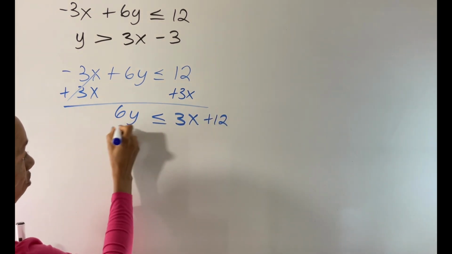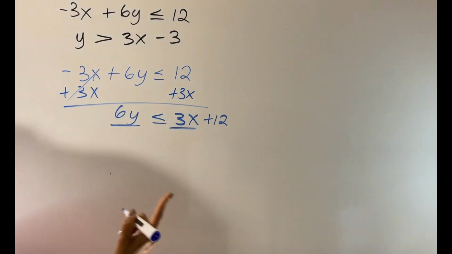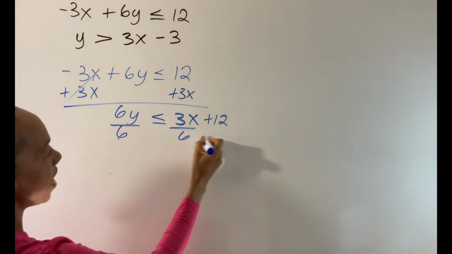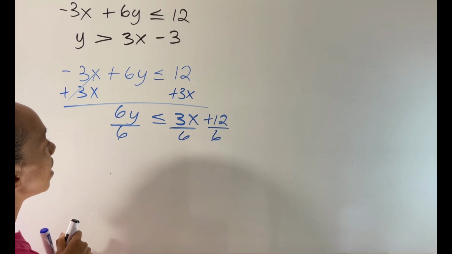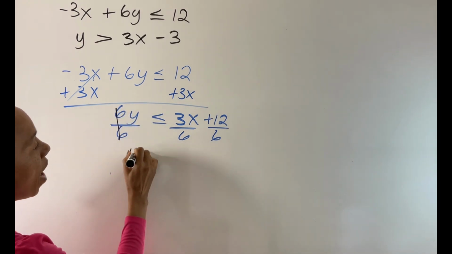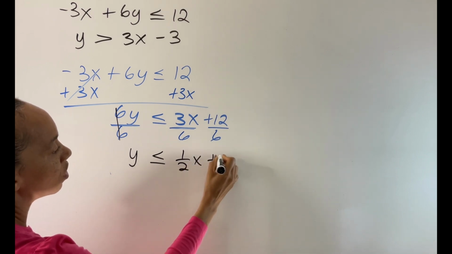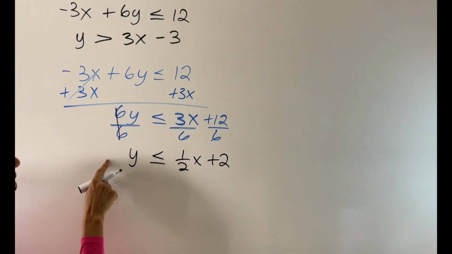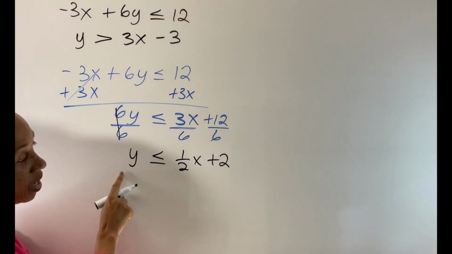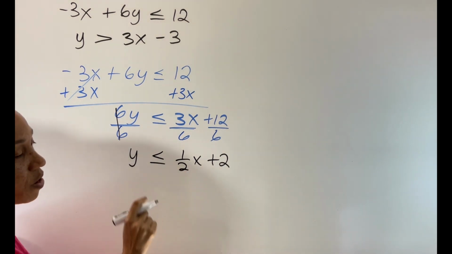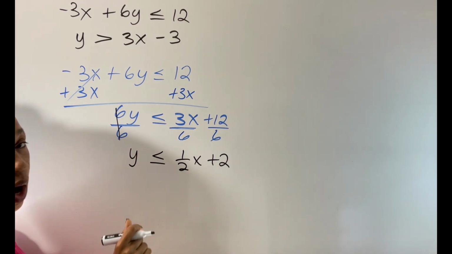Now we need to get rid of the 6 that is in front of the y because it is multiplying onto the y, and we have to divide everything by 6. When we do so, we will end up with y is less than or equal to half x plus 2. So this is what the first inequality is now looking like. This is in the slope-intercept form. The only difference here, we're not dealing with an equation, we are dealing with an inequality.